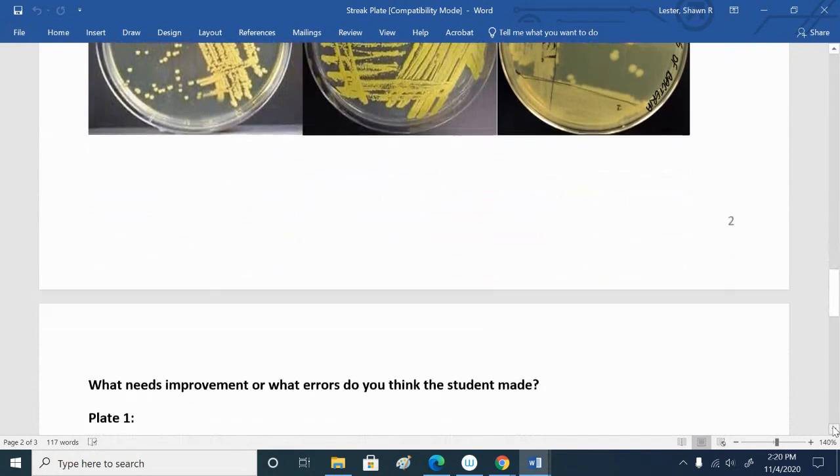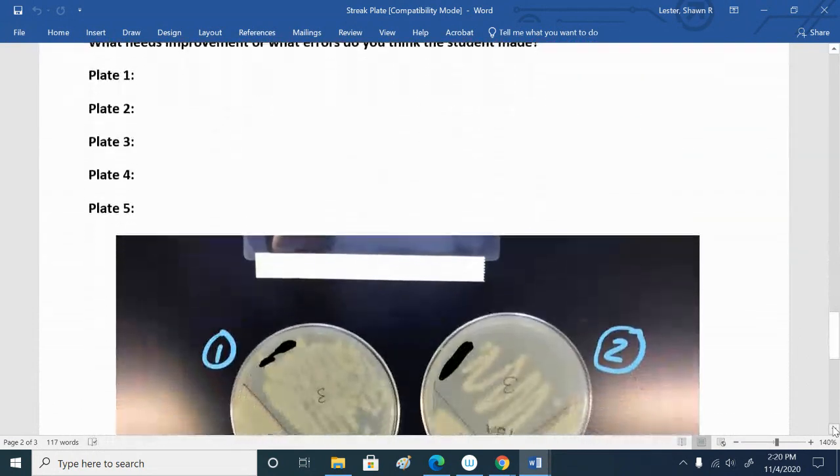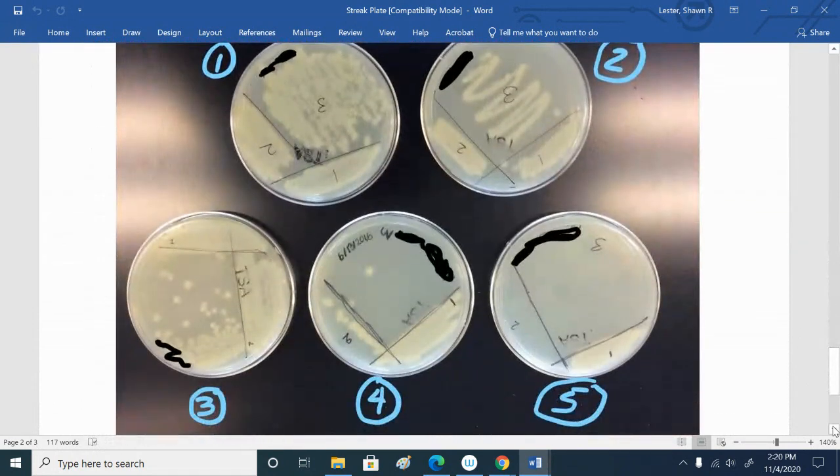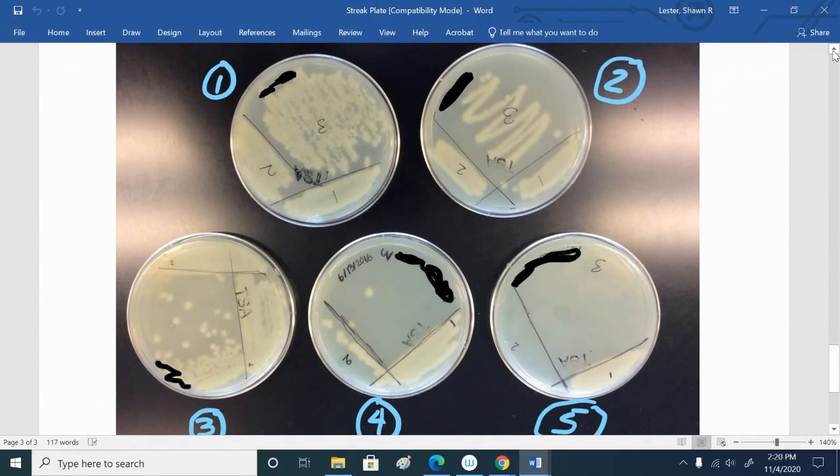So next we'll have some pictures of some plates, and you can tell me if it's good or bad and what makes it good or bad. So plate number 1, is that good or bad? Bad. They overlap. Bad, right? Yeah. So why is it bad? The zones look the same.